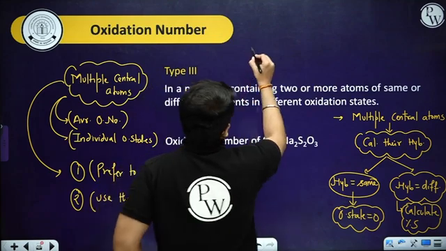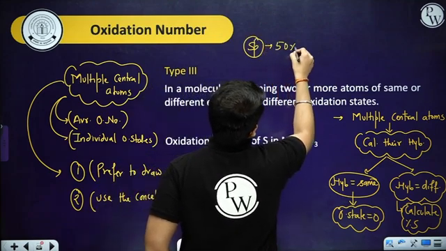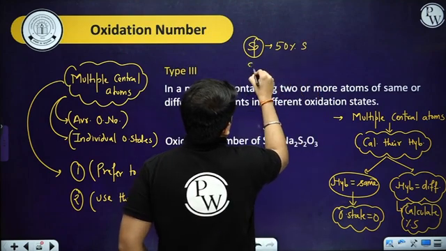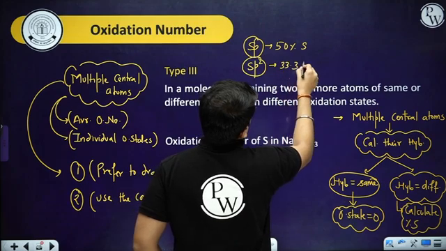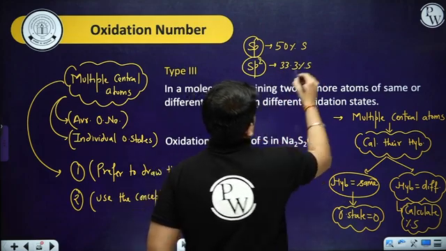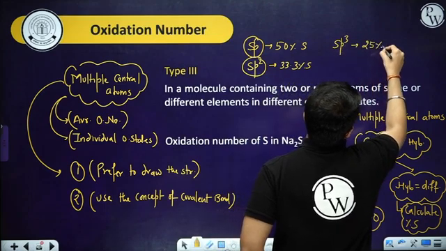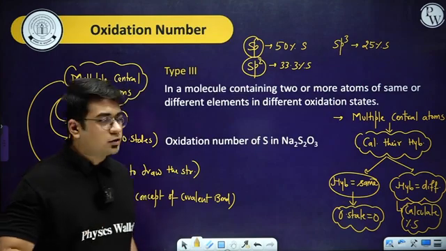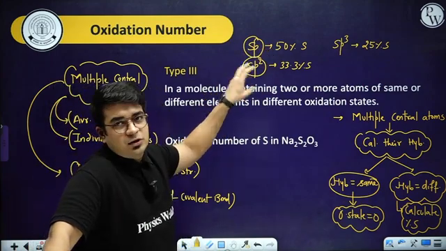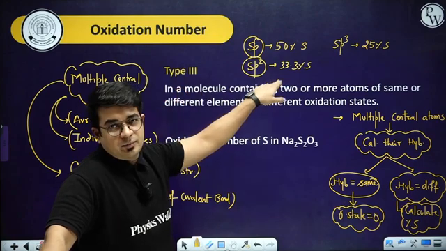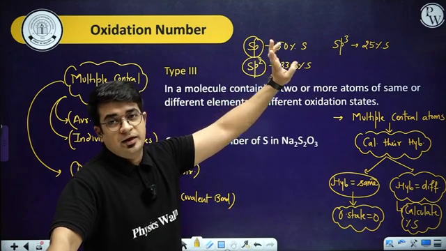For example, if I talk about sp hybridization, we have 50% S character. In case of sp2, this goes to 33.3% S character. In case of sp3, it goes down to 25% S character. 1s, total orbitals are 2, so 1 by 2 multiplied by 100, 50. 1s, total 3 orbitals, 1 by 3 multiplied by 100. 1s and total orbitals are 4, 1 by 4 multiplied by 100.